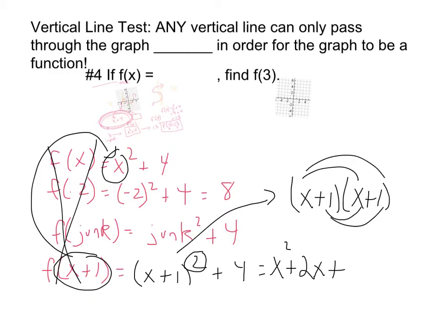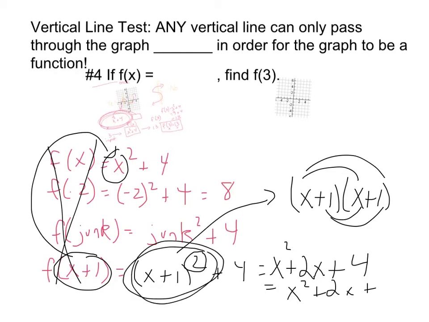I know it's been a long summer, but hopefully that's coming back to you. There's still a plus 4 sitting there, and then all you would do is combine like terms. X squared plus 2x plus, oh, I made a mistake here, didn't I? I forgot. When I do x plus 1 quantity squared right here, it should be x squared plus 2x plus 1, and then the plus 4 is still there. So 1 plus 4 actually becomes 5. That would have been the answer. Sorry about that.